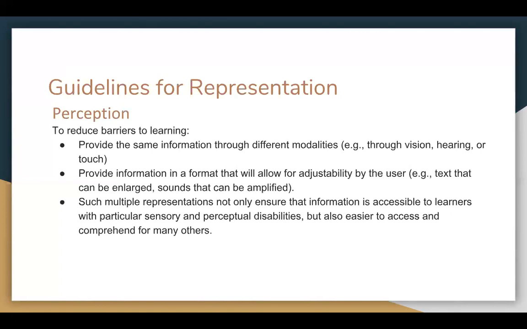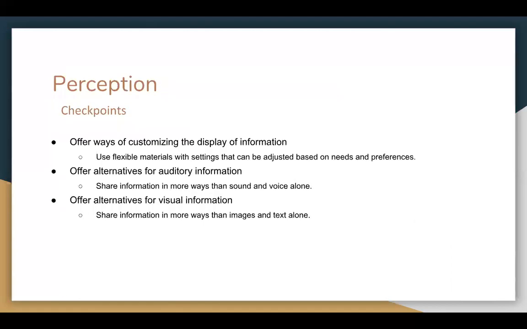Such multiple representations not only ensure that information is accessible to learners with particular sensory and perceptual disabilities, but it also is easier to access and comprehend information for many other students. Checkpoints for perception is offer ways to customize the display of information. This would be using flexible materials with settings that can be adjusted based on people's needs and preferences. Offer alternatives for auditory information, so share information in more than sound or voice alone. And also offer alternatives for visual information, share information in more ways than images and text alone.